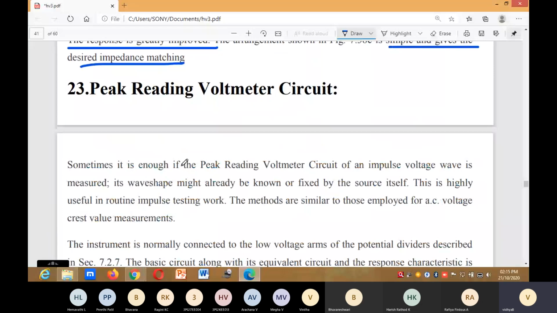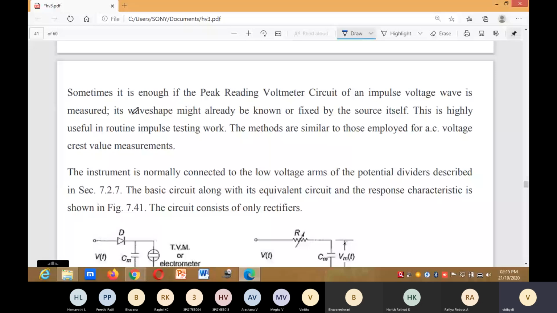Next topic is the peak reading voltmeter circuit. Sometimes, when the peak of an impulse voltage wave is measured, its wave shape might already be known or fixed by the source itself.